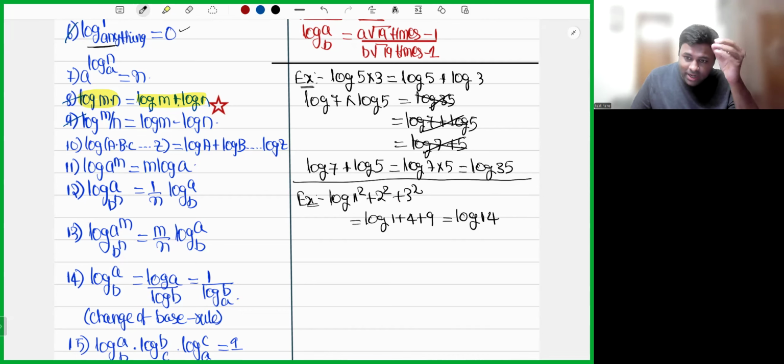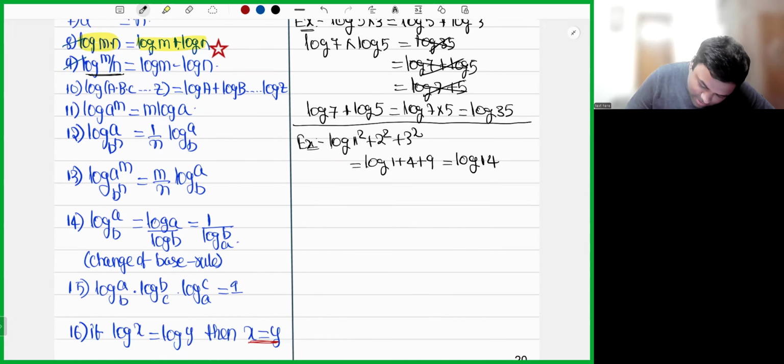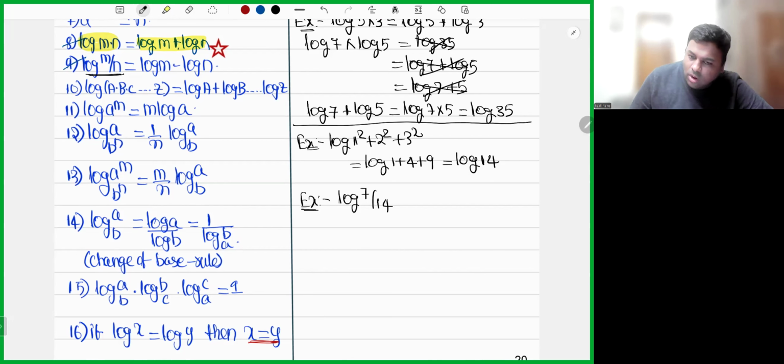So what's property number 8? Log m into n is equal to log m plus log n. Next, property 9. Log m by n is equal to log m minus log n. Say, for example, I have log 7 by 14. How can you write it? Log 7 minus log 14. Or, since 7 ones are 7 and 7 twos are 14, log 1 minus log 2, you can write, there is no issue.